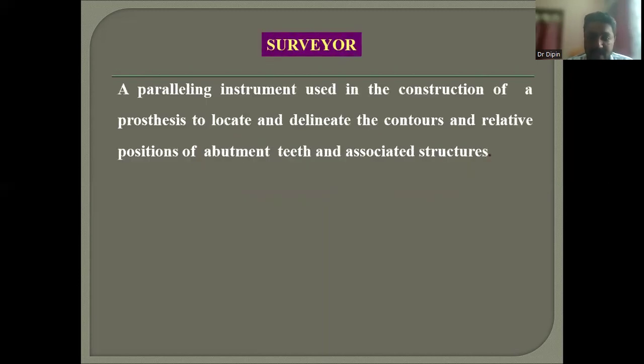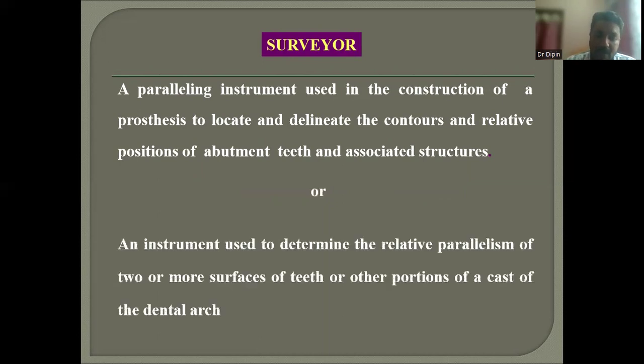To define it, a surveyor is a paralleling instrument used in the construction of prostheses to locate and delineate the contours and relative position of abutment teeth and associated structures. Or it can also be defined as an instrument used to determine the relative parallelism of two or more surfaces of teeth or other portions of a cast of the dental arch. So why is this parallelism so important for fabricating a cast partial denture?